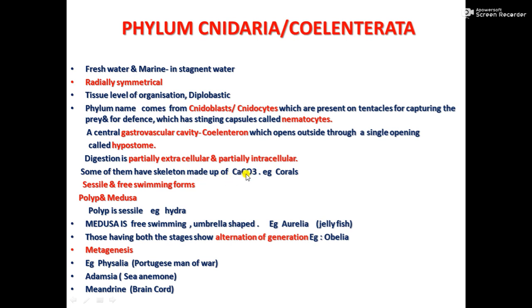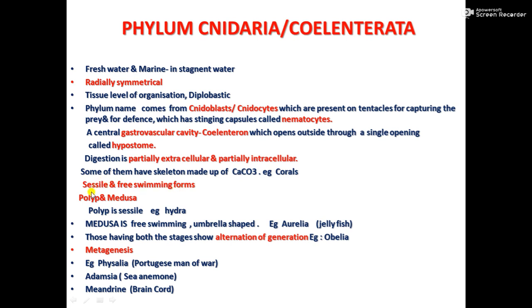And some of them have a skeleton made up of calcium carbonate. For example, corals. Corals are one type of cnidaria. Their outer surface is very hard because of calcium carbonate. So some of them have this calcareous skeleton. Then some of them are sessile and some of them are free swimming.